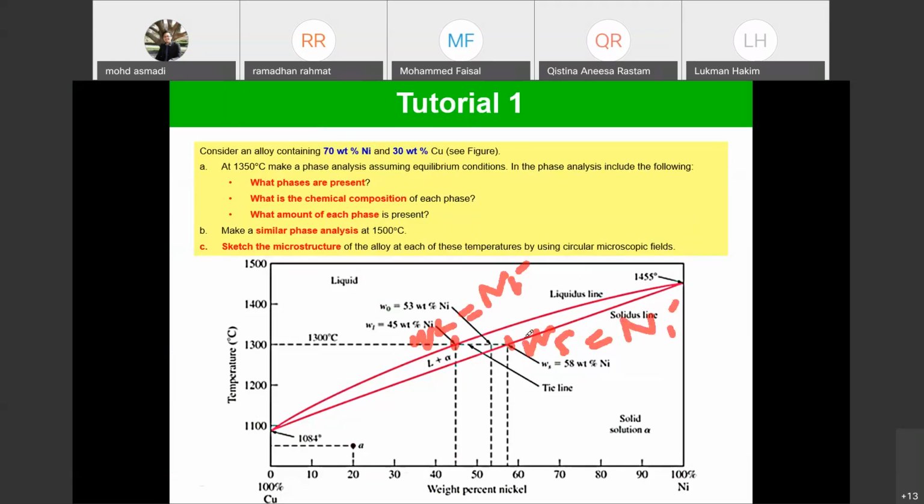This one is more like how many percent is liquid, how many percent of solid, XL as well as XS.